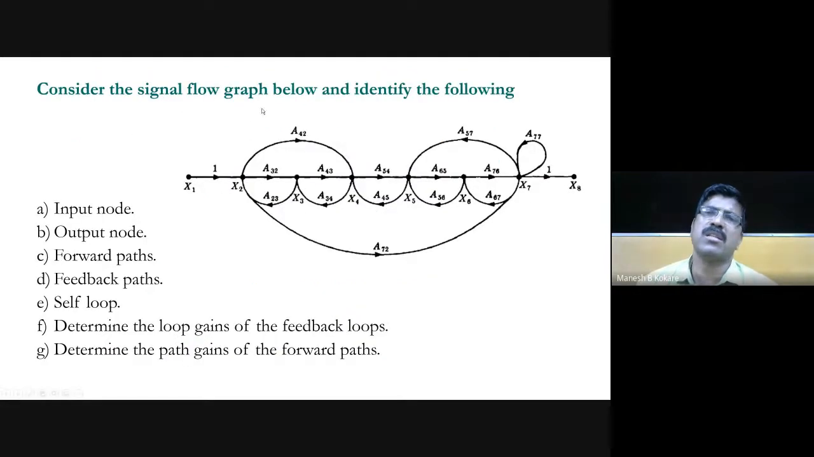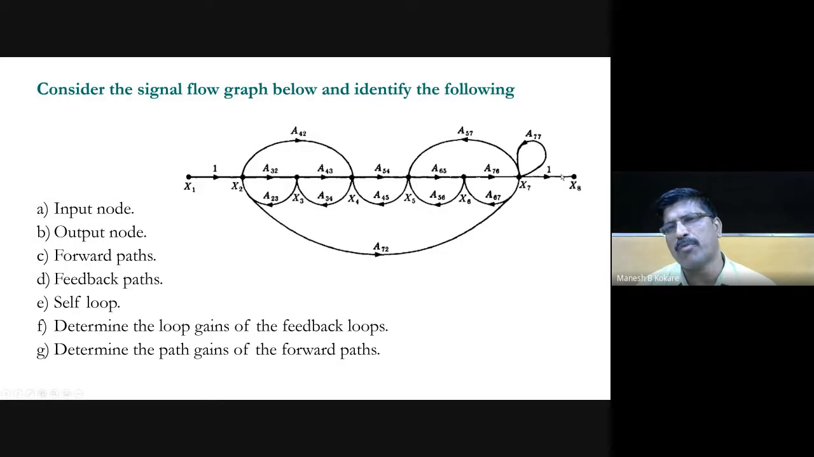Now consider this problem and identify the following. For example, which is the input node here in the given problem? Where the signal starts. So X1 is your input node. Which is the output node? Where the signal terminates. So X8 is your output node. What about the forward path? So this path 1 into A32 into A43 into A54 into A65 into A76 and into 1. So that will be the first forward path, right?